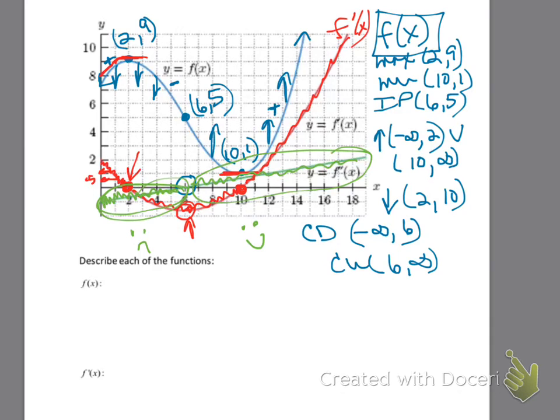So I measure concavity with the second derivative, I measure slope with the first derivative, and I measure the whole function with the original function. So there's a lot of connections between these two curves. You can tell a lot about your original function by analyzing your first and second derivative. So go back, make sure that makes sense to you.